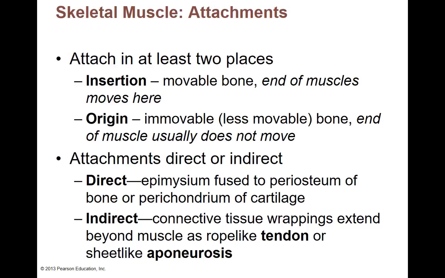I've got a picture. And then indirect. Before the muscle connects to the bone, a lot of times it's that epimysium, it forms a tendon or a sheet-like aponeurosis. So it's all the epimysium forms this big long tendon or this flat sheet-like thing called an aponeurosis. And then the muscle attaches to bone or to something else.